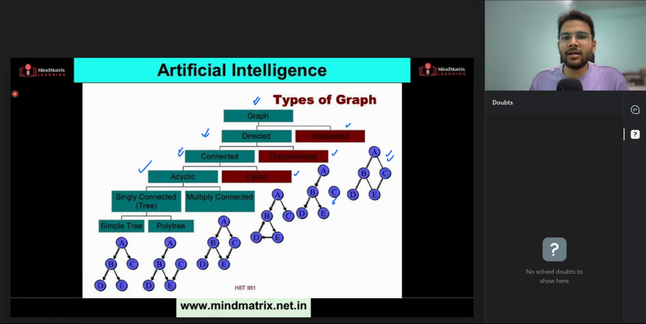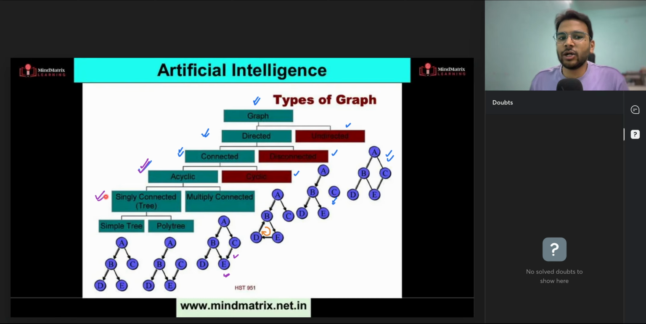Further, there is acyclic graph and cyclic graph. When I say cyclic graph, you will find that there is a cycle present in that graph. From B to E you can go, then from E to D, then again back to B you can go. So there is a cycle present over here. So this is a cyclic graph. Now let's focus on this acyclic graph. In an acyclic graph, we can have single connected, which means there is only one component, and there can be multiply connected also. Multiply connected means you can see vertex E is connected to B and also connected to C, right?